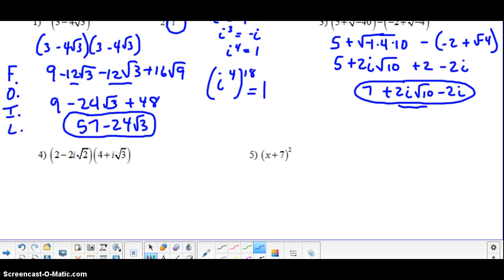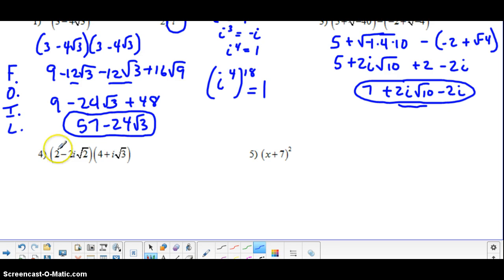For number 4, we've got to multiply here, and we're going to use FOIL again. So first: 2 times 4 would be 8. Outside would be 2 times i square root 3, so plus 2i square root 3. Insides, we'd have 4 times negative 2 square root 2, so that would be negative 8i square root 2. And then last, we have negative 2i times i, which would be negative 2i squared, and square root 2 times square root 3 would be square root 6.